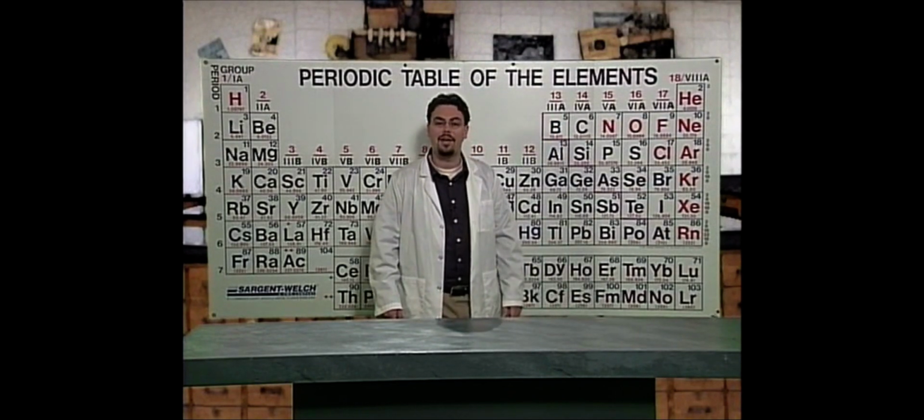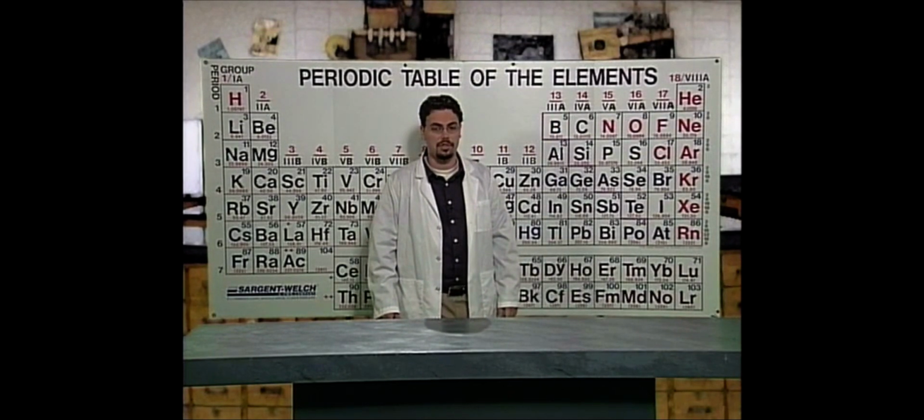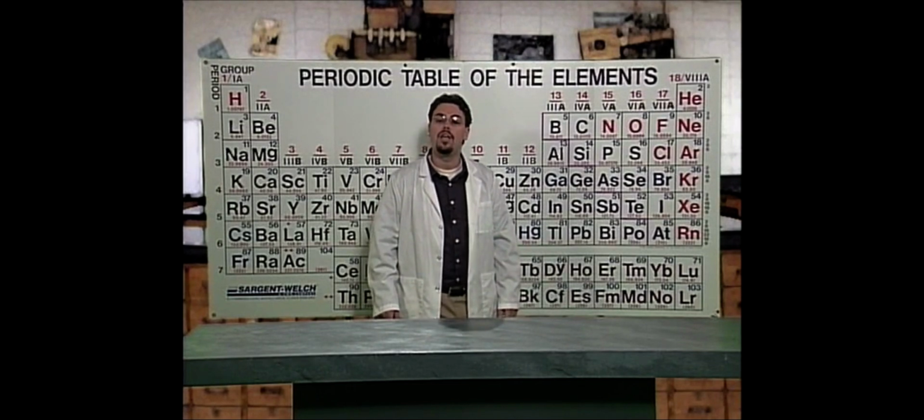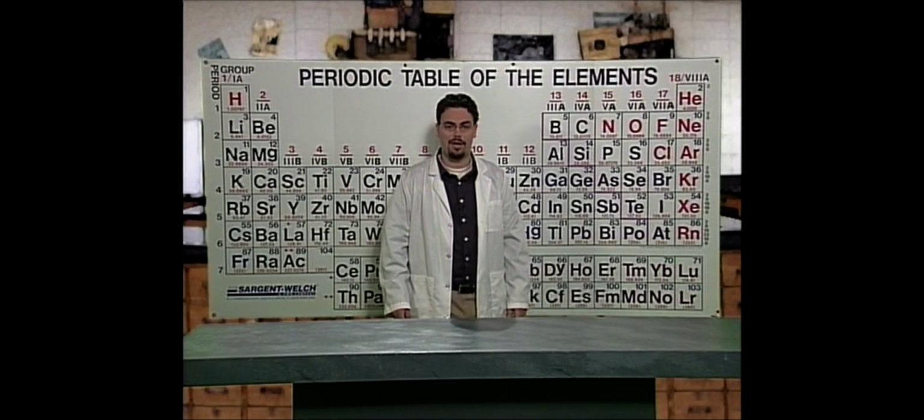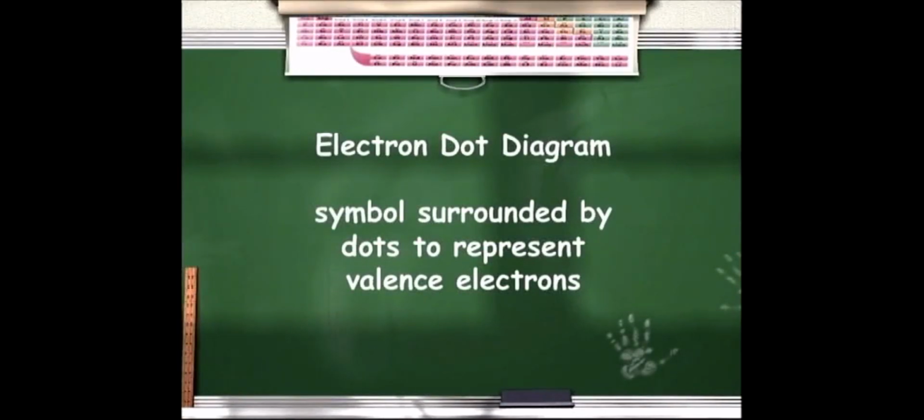We are going to learn how to represent an atom's valence electrons using dots. Then, we will use these electron dot diagrams to help us get a better view of what happens in a covalent bond. An electron dot diagram is a way to represent the valence electrons of an atom using the element symbol surrounded by dots. The number of dots is equal to the number of valence electrons.